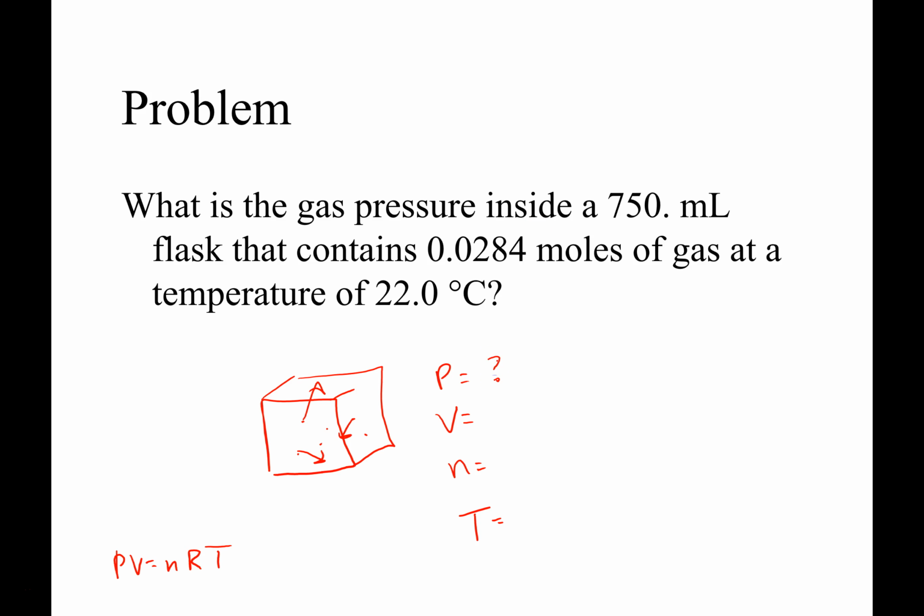Pressure, question mark. Inside a 750 milliliter flask, with 3 sig figs. So that's volume, right? For volume, I'm going to put 750. milliliters. That contains 0.0284 moles, so that's my n, 0.0284 moles of gas at a temperature of 22.0 degrees Celsius.